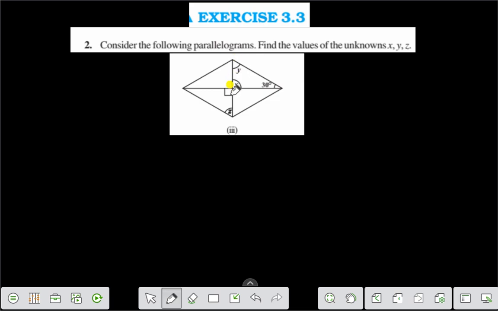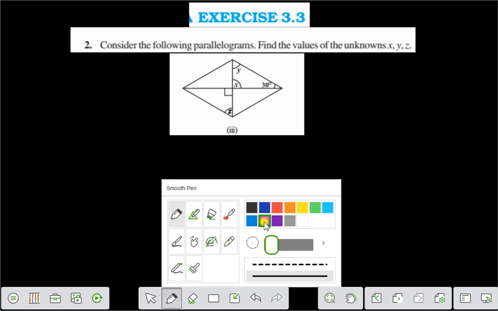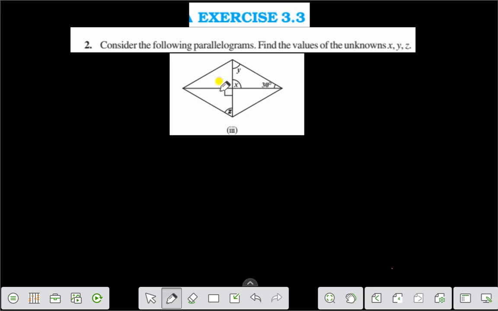Here you see this is given as 90 degree. This value is 90 degree. Here it is given that this value is 90 degree. This one is 90 degree. Now you see this angle will be equal to this angle because these are vertically opposite angles. That means this is also 90 degree. The value of x is equal to 90 degree.